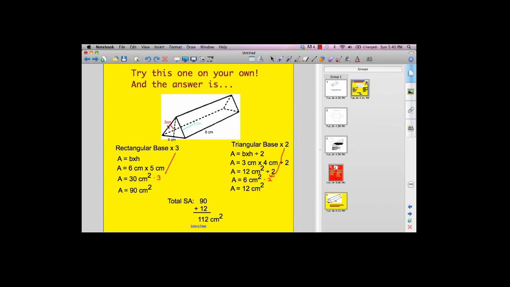All right, the answer is right here. You can see I multiplied the base by 3. I remembered to multiply the triangle base by 2. And if you add up those numbers, you should get 112 centimeters squared.